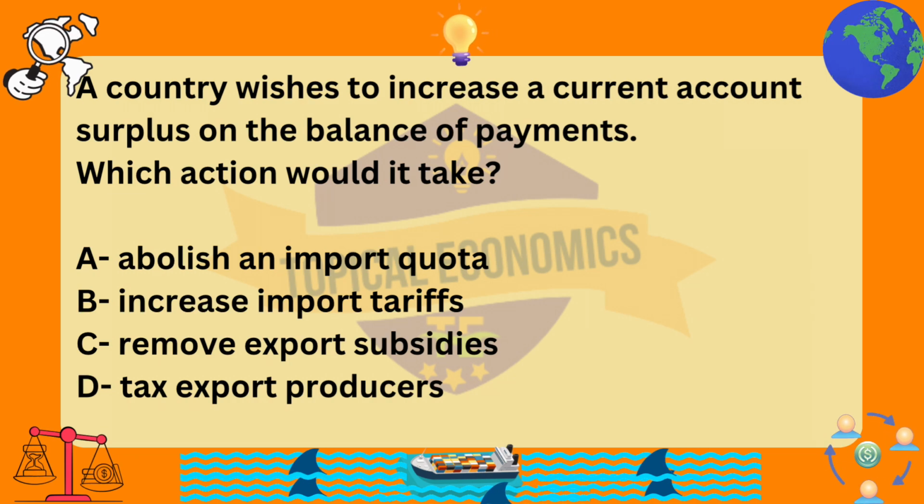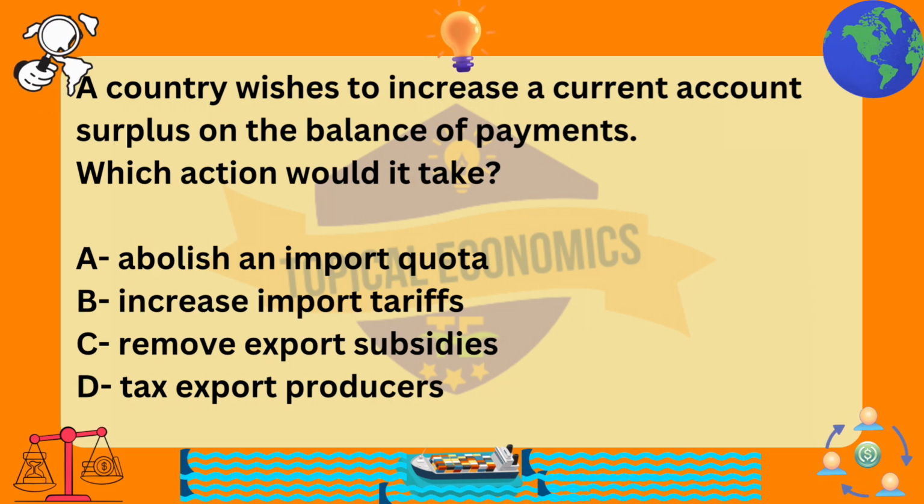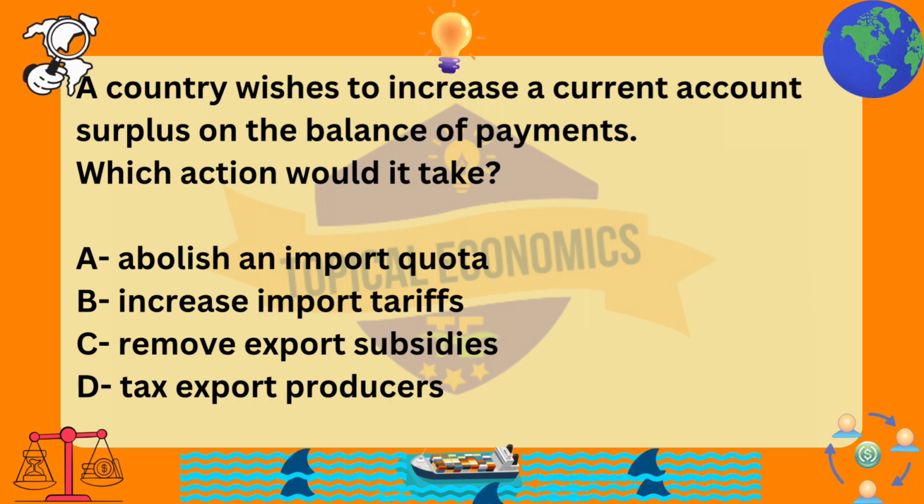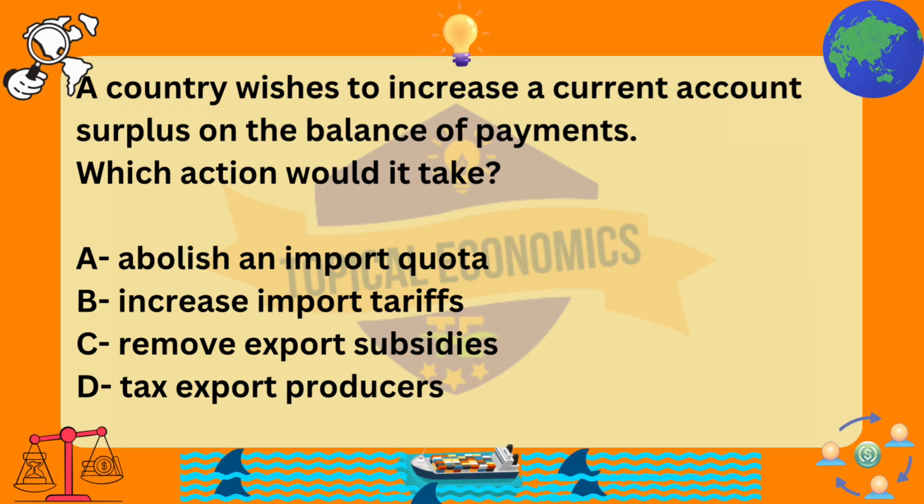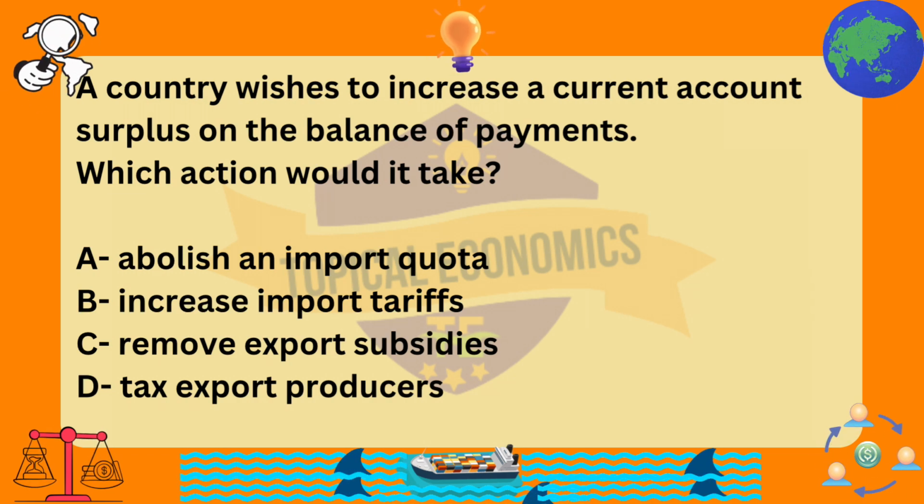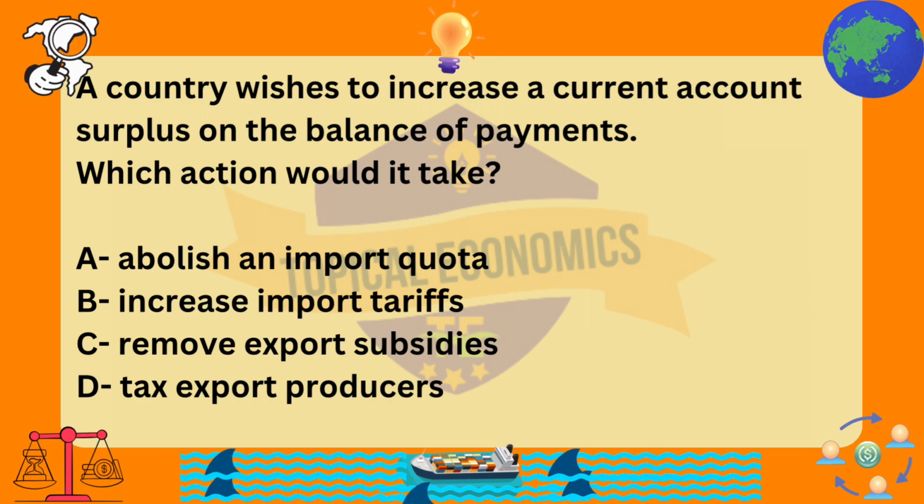Analyzing the other options. Option A, an import quota limits the amount of a particular good that can be imported. Abolishing this quota would remove the restriction on imports, likely leading to an increase in imports. This would worsen the current account balance by increasing the value of imports, reducing the surplus.